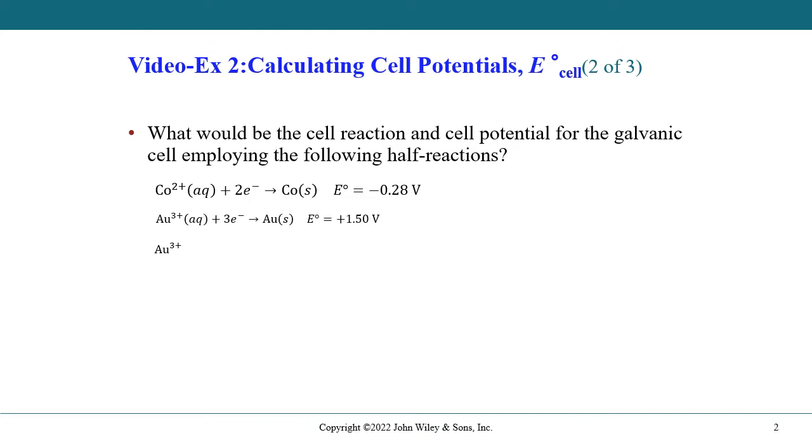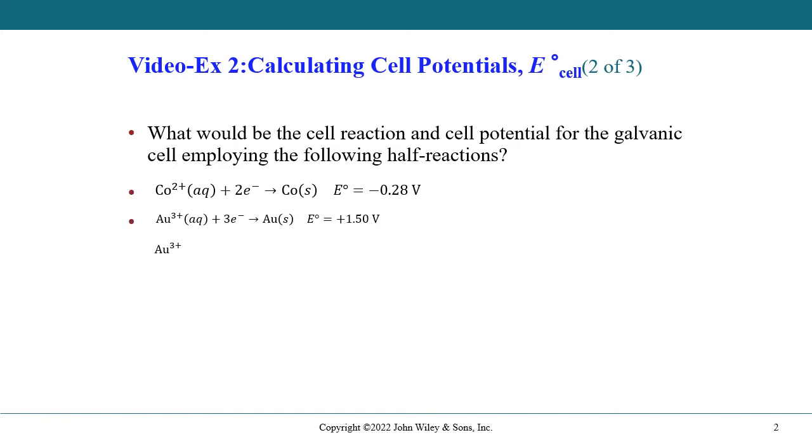If we look at another example, what would be the cell reaction and cell potential for the galvanic cell employing the following half reactions? So we have cobalt 2+ going to cobalt solid and gold 3+ going to gold solid with their respective values. You can see that the gold 3+ is more positive, so it's going to be reduced, while the cobalt is negative, so that's going to be oxidized.